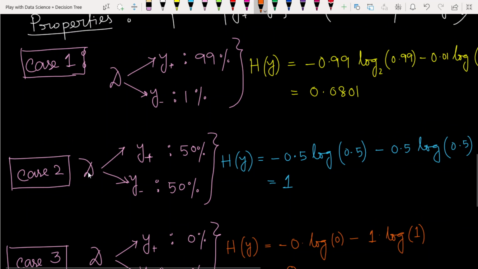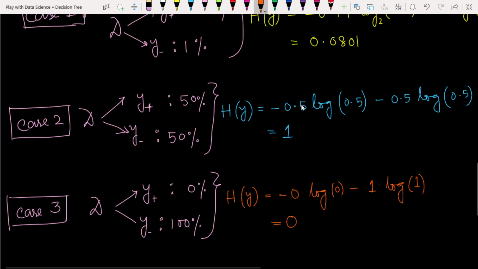First see case 2. When the occurrence of both classes is equally probable, our entropy is actually 1. But now see case 1. Here we have more occurrences of y plus. We give more preference to one class and neglect the other class. In such cases, our entropy value tends to 0, a very small value.